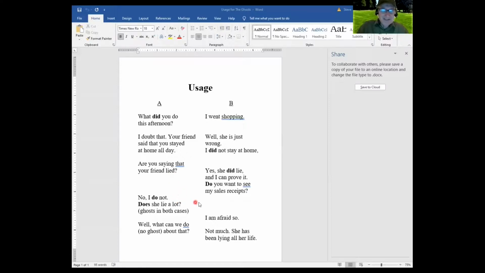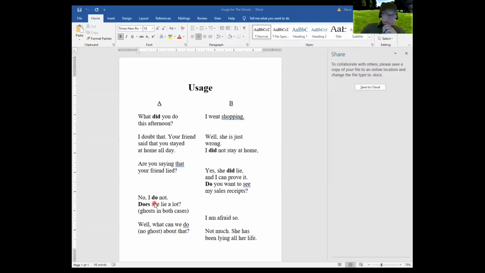But now I'm a little bit concerned. Does she lie a lot? Oh, and I sheepishly say, I'm afraid so. Well, what can we do about that? I shrug my shoulders. Not much. She has been lying all her life. Okay, let's just look back at a few of these other examples here.